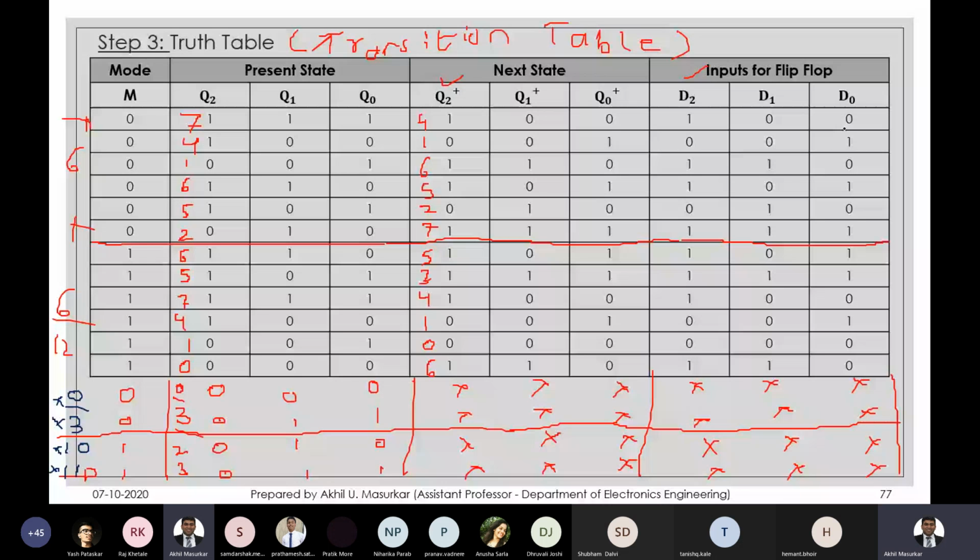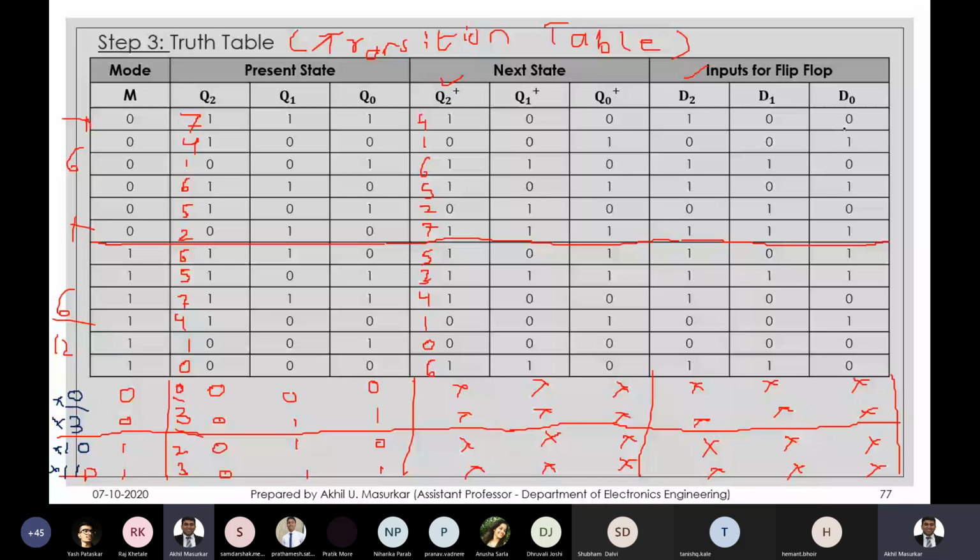You are making the circuit lock free, but that comes at the expense of additional hardware. So your K maps will become very complicated. Whereas when you have don't cares in the K map, the possibility of getting a quad or an octet increases. That is why we are taking the K map.